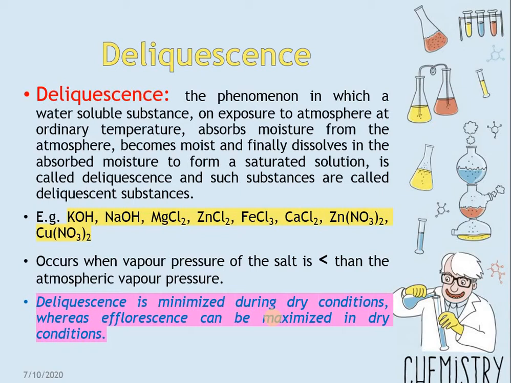So the examples are potassium hydroxide, sodium hydroxide, magnesium chloride, zinc chloride, iron chloride, zinc nitrate, calcium chloride, copper nitrate. It occurs when the vapor pressure of the salt is less than the atmospheric vapor pressure. Whereas efflorescence occurs when the vapor pressure of the hydrated crystal is more than the atmospheric vapor pressure. So deliquescence is minimized in dry conditions, whereas efflorescence can be maximized in dry conditions.